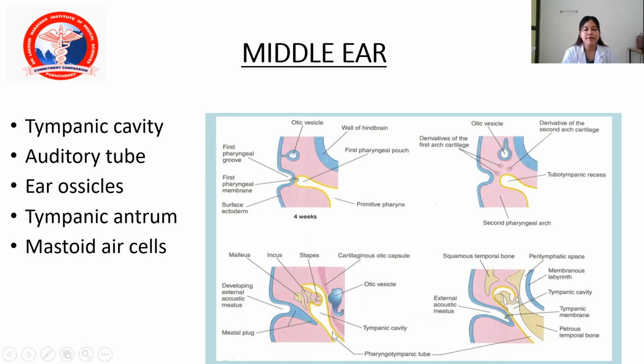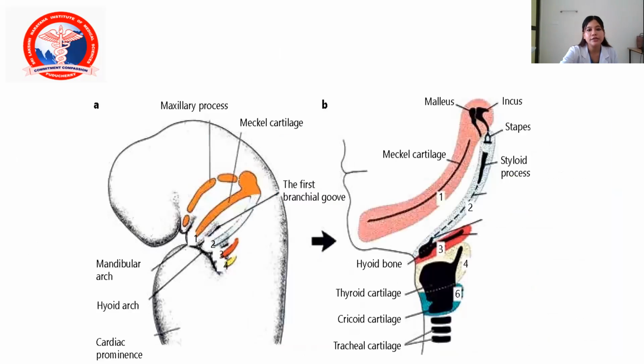So by this time we have learned about the development of tympanic cavity and auditory tube. Now let us see about the ear ossicles. Here in this picture you can see the ear ossicles: the malleus, incus and the stapes. Now the malleus and incus are formed from the dorsal end of the cartilage of the first pharyngeal arch. So this is the first pharyngeal arch.